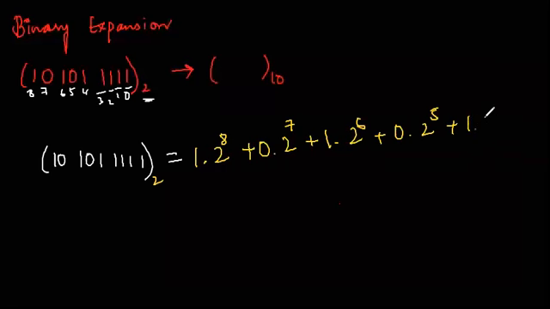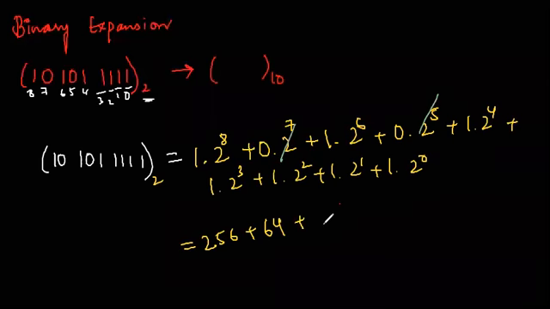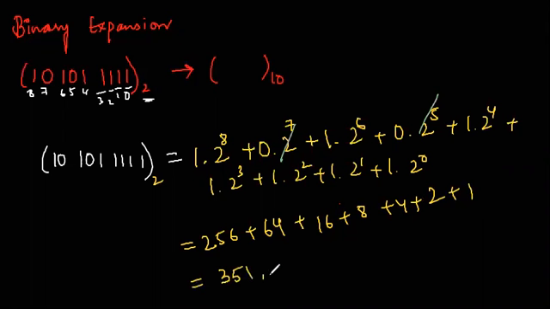Then after that 1 into 2 power 4 plus 1 into 2 power 3, 2 square, 2 power 1, and then lastly 2 power 0. So this can be written as 256 plus 64. The ones which are 0, let me just cancel them. So this is 0, this is 0. And apart from that, 16, 8, 4, 2 and 1. So the answer will be 351.